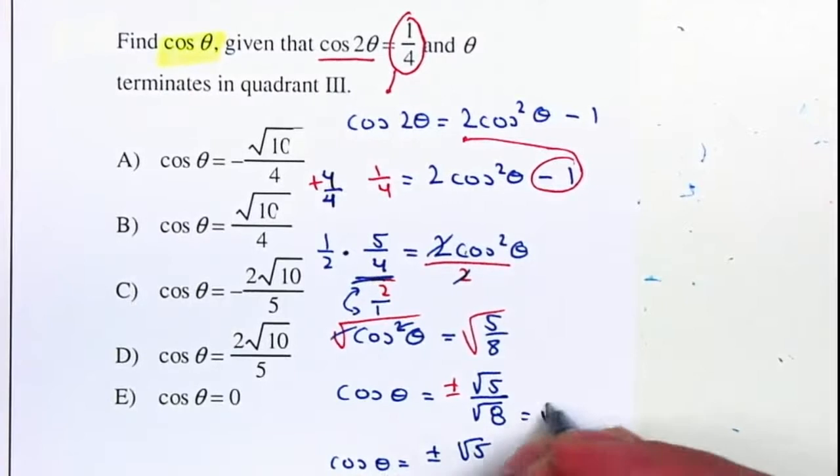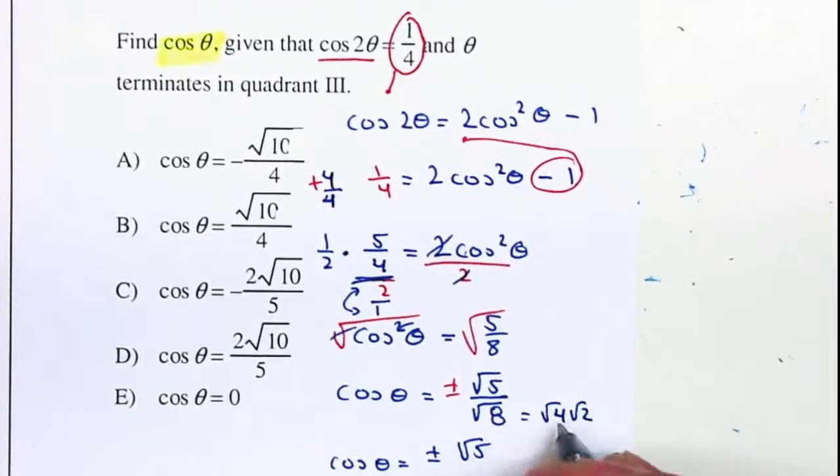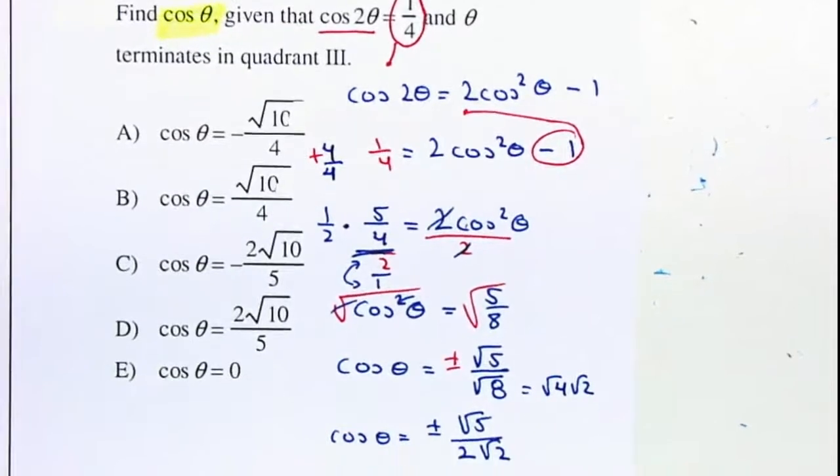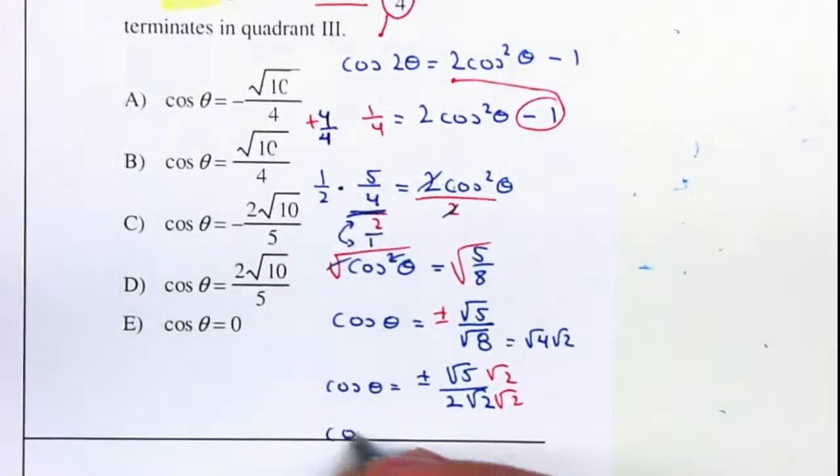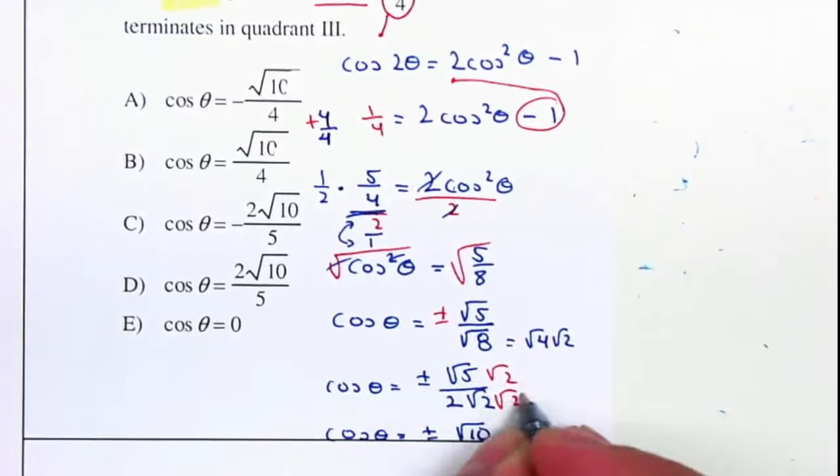This will be the square root of 4 times the square root of 2. Square root of 4 is 2, times square root of 2. I'm going to rationalize my denominator by multiplying by the square root of 2. So therefore I have the cosine of an angle is equal to plus or minus square root of 10. This gives me square root of 4, which is 2, times 2 gives me 4.